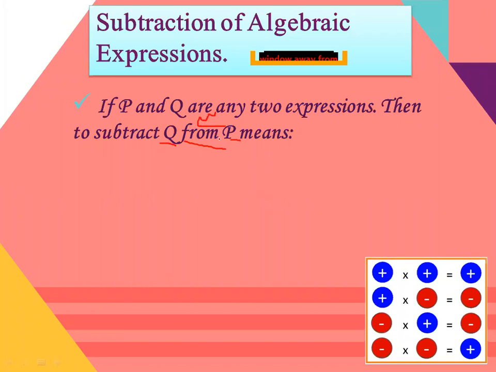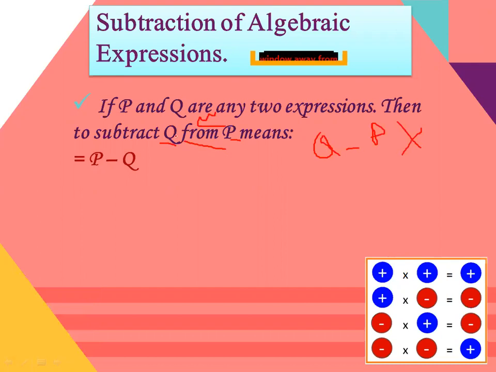It means q को subtract करना है p में से. So what does it mean? Subtract q from p means you have to write p first, and then minus q. You are not going to write it as q minus p. This is completely wrong.